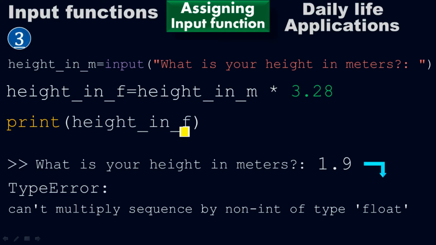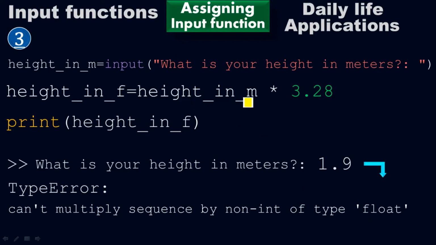As you run the program, at the very first stage you will get this line, "What is your height in meters?" for the first identifier. With a space here, remember, because we have a space. I plugged in 1.9 meters. Then as I pressed enter, I got the type error here. What kind of error? The error says cannot multiply sequence by non-int of type float.